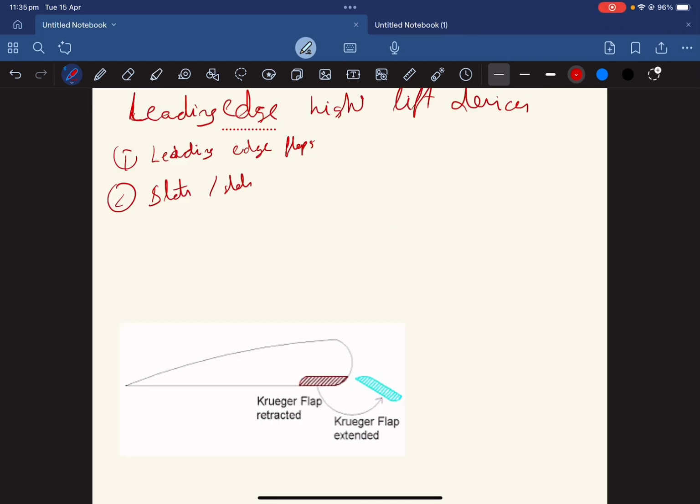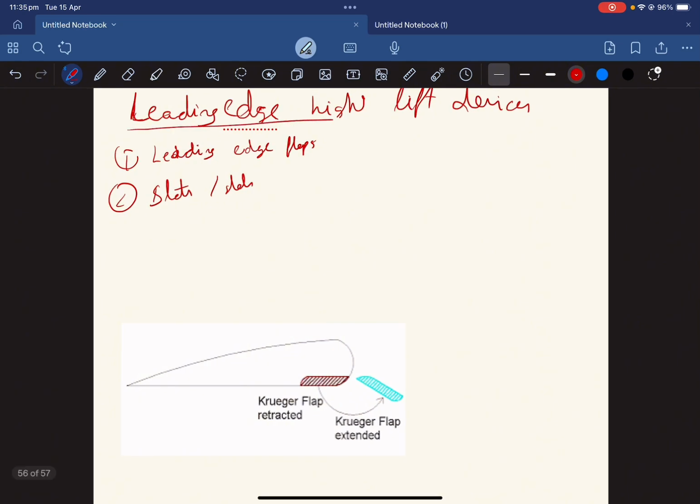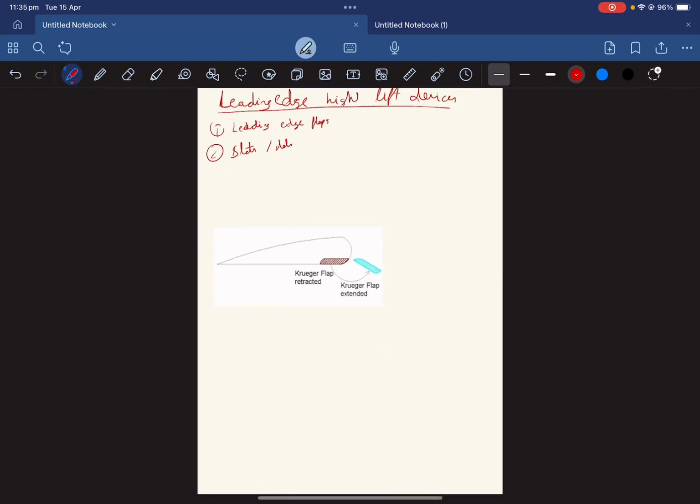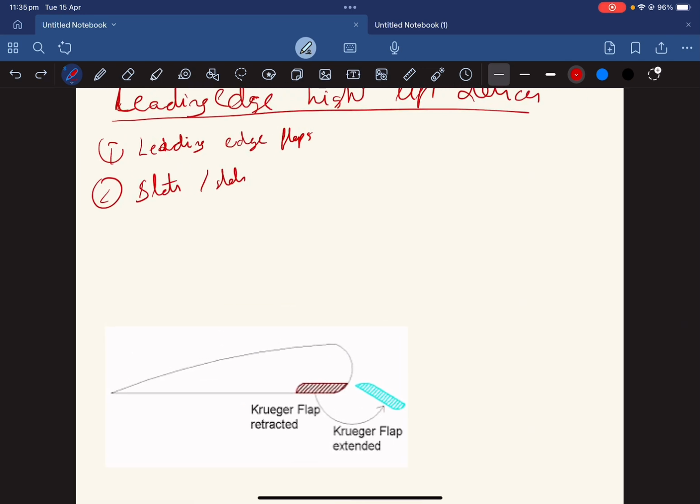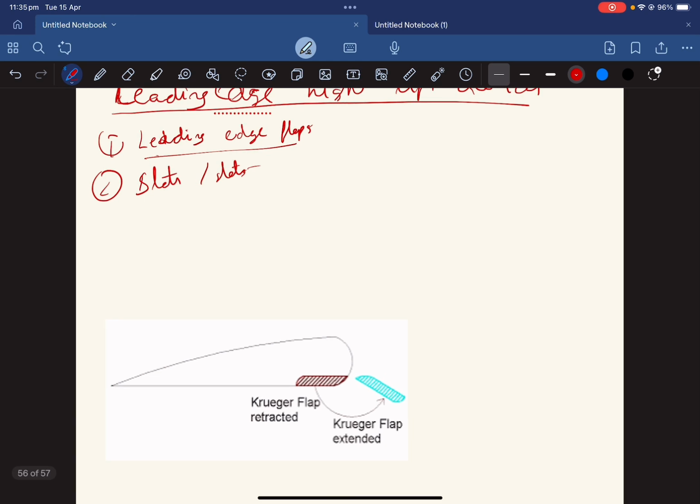The next topic is going to be leading edge high lift devices. So far we have discussed all the high lift devices that are on your trailing edge, somewhat over here. Now we're going to discuss the leading edge, which is the front part of your aerofoil. There are two types. The first is the leading edge flaps, and then you're going to have leading edge slats or slots. For leading edge flaps, we are going to study Krueger flaps.